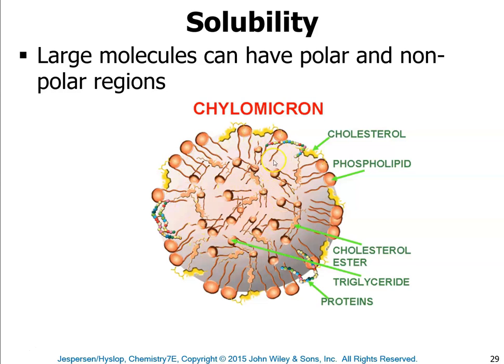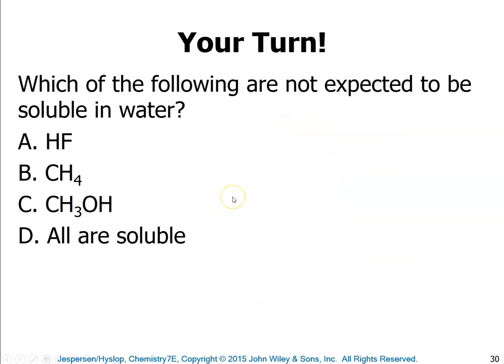So we can get fat and cholesterol within our bodies, and we can move them in these little packets where the polar head groups are attached on the outside and non-polar groups go in the middle. And so that's just another mechanism used in chemistry to understand how things are transported even within the human body. So I want you to think about which of these following three compounds are not expected to be soluble in water, and why is that?